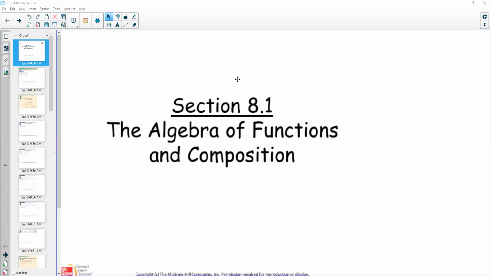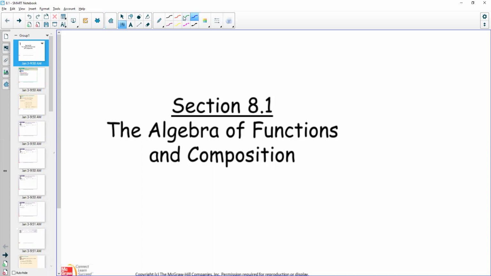Hey everybody, this is section 8.1. This is basically the start of the end for us. Chapter 8 is our last full chapter. We do have one section that lingers at the end, which is 4.4, but this is the last big push here in chapter 8.